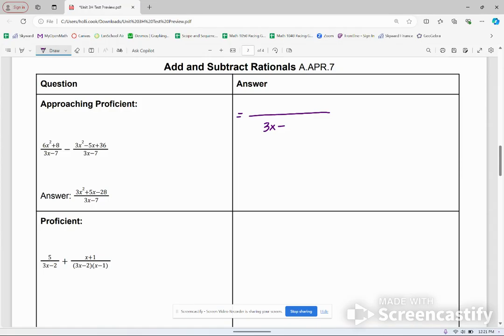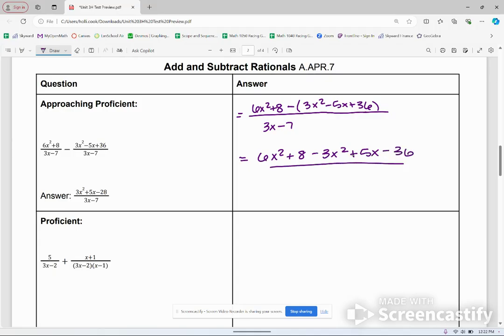On the bottom, we'll still have 3x minus 7. Now on top, we have 6x squared plus 8. Since we're subtracting, I'm going to put a minus and then put everything in parentheses, because that negative needs to be applied to everything. Now we apply that negative, so we have minus 3x squared plus 5x minus 36. Then we still have that 3x minus 7 on the bottom.